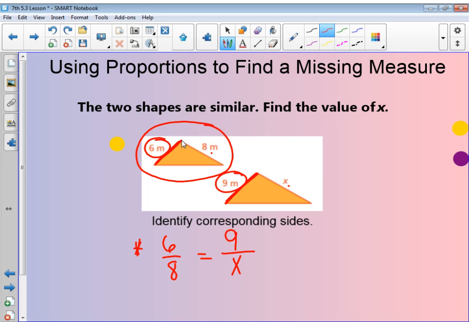Okay, so now I can cross multiply, divide. So 9 times 8 is 72, and we're going to divide that by 6, which gives me 12. So I just found out that x is 12 meters.